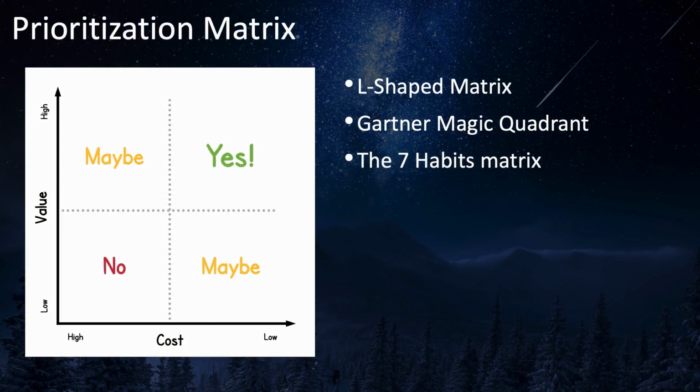A simple but useful and commonly utilized matrix is a prioritization matrix, which is a type of L-shaped matrix, typically drawn with 4 quadrants, with each quadrant representing a different high-level conclusion or assessment or recommendation. Gartner Magic Quadrants are an excellent example of prioritization matrices. Another is Stephen Covey's Time Management Matrix from the 7 Habits of Highly Effective People, with urgency on one axis and importance on the other.